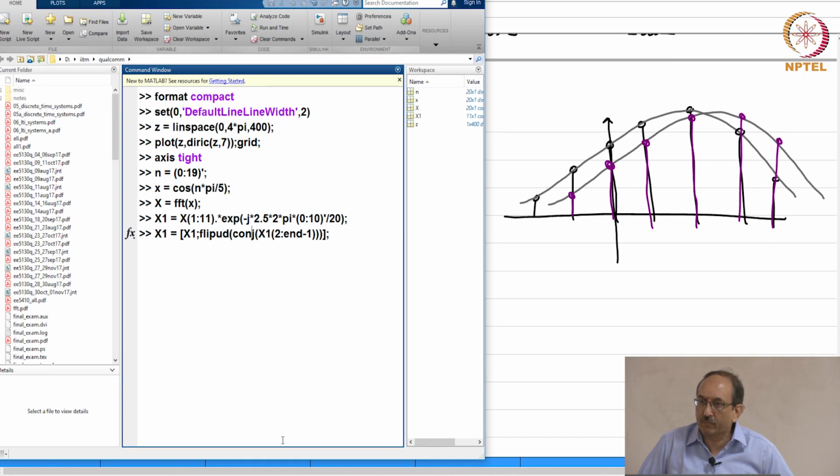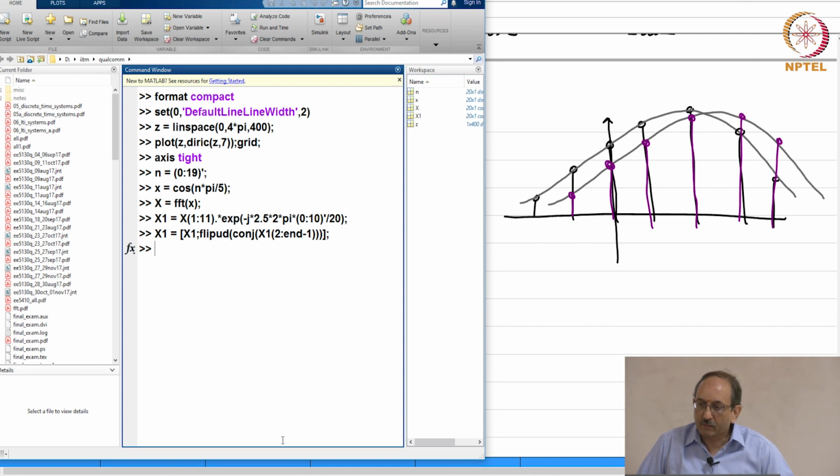Conjugate does the complex conjugate part, and I am taking the first half, complex conjugating it and time reversing it. But in the first part, I have the sample value at omega equal to 0 and at omega equal to pi. Those need not be repeated because they are common. Therefore, I am taking only samples from 2 to N minus 1. Sample number 1 corresponds to omega equal to 0, which need not be repeated. Sample number N, the last one, corresponds to pi again, which need not be repeated.